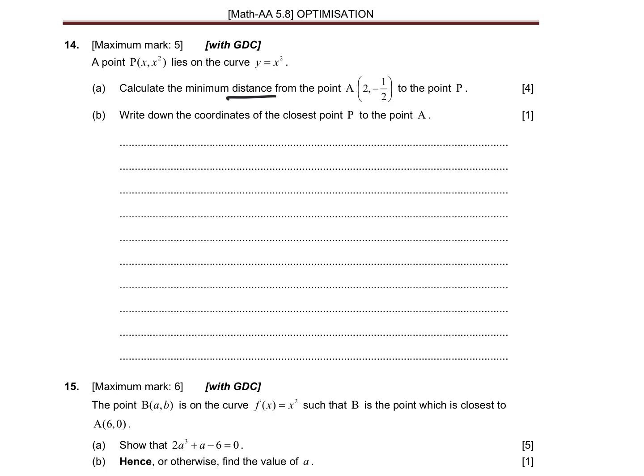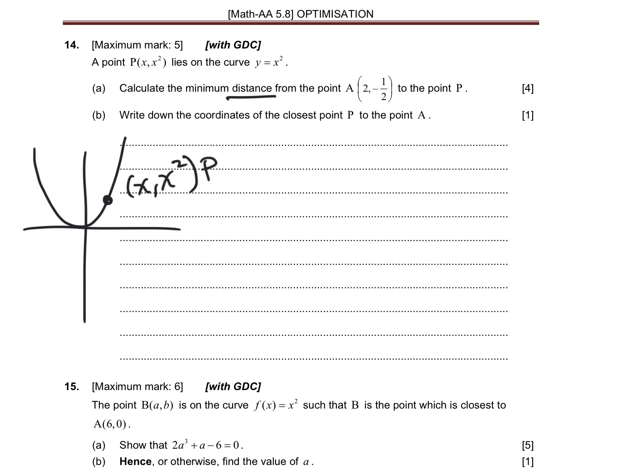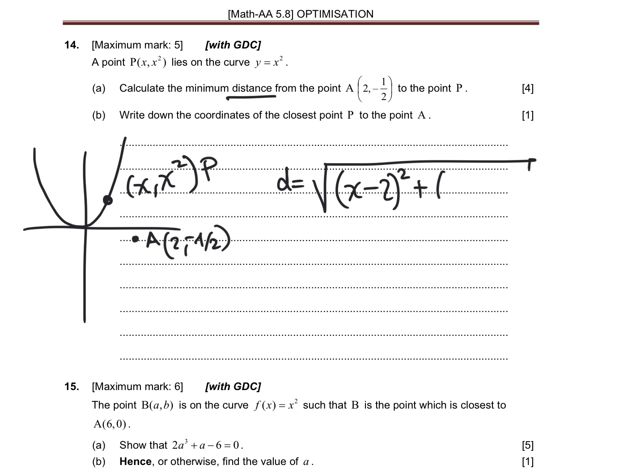Okay, point P, (x, x squared), lies on the graph of y equals x squared. So we've got that's x squared, that's the point P. And calculate the minimum distance from the point A (0, -1/2) to the point P. The distance formula is in your formula booklet: first x minus second x squared plus first y minus second y squared, all square rooted. And we're going to put this in the graphing calculator to find the minimum distance.